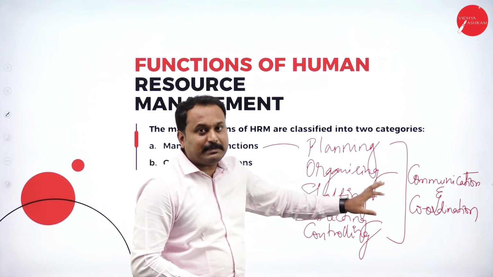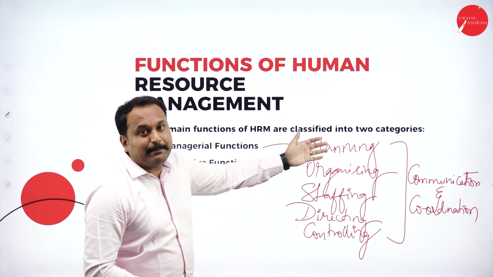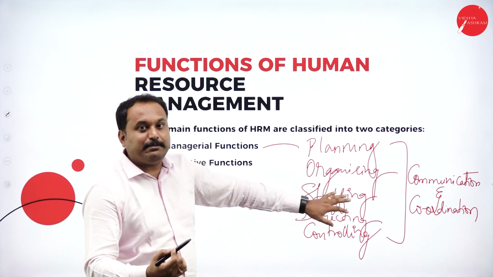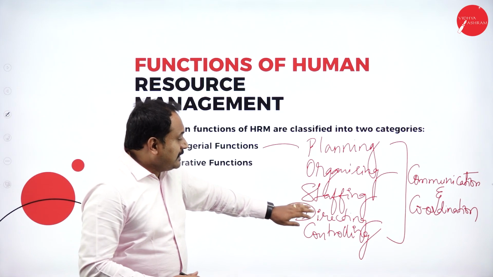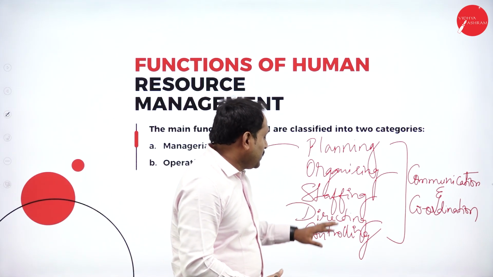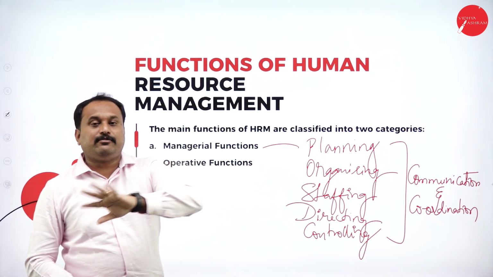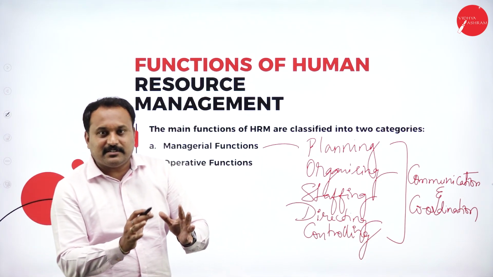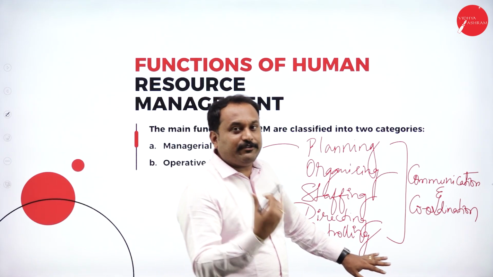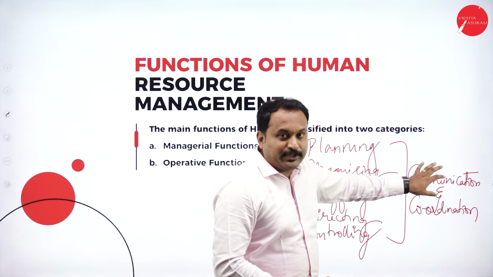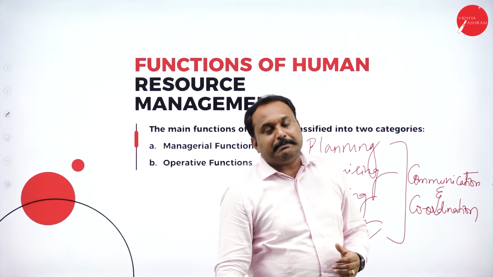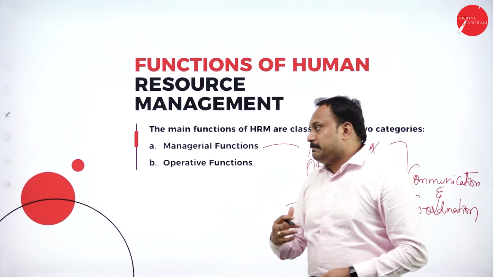See, where human resource management is there, planning needs to happen. You need to organize what exactly your people need to do. You need to have the right person at the right place at the right time. Directing: you need to motivate and guide people on what they are supposed to do. Controlling: comparing actual performance with standard performance. If any deviation is there, you need to rectify that. That is controlling. And for going forward, you need proper communication and coordination. That entire setup is called the managerial functions of human resource management.